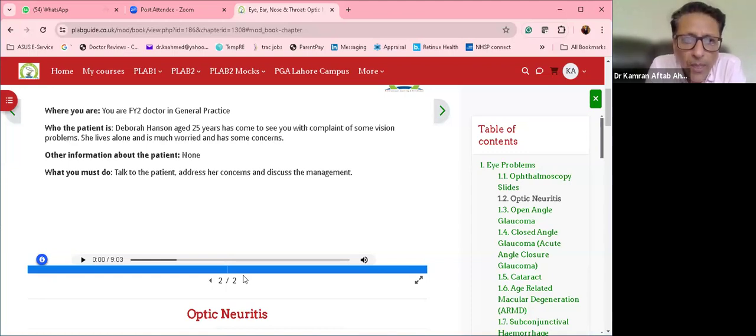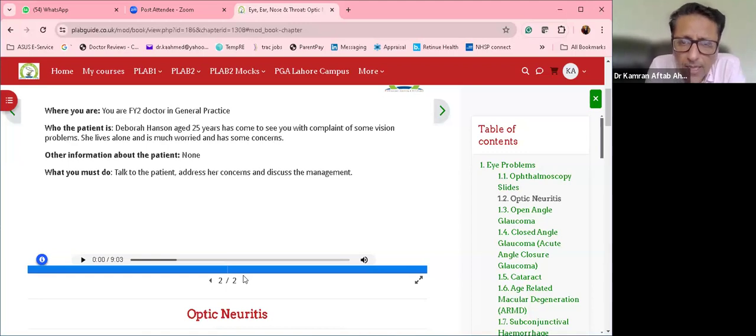So, what will happen with the patient in the eye clinic? The patient will be evaluated fully, and then the ophthalmologist may consider doing an MRI scan of the brain to check for any demyelination. Whether the patient will have treatment for optic neuritis, in most cases, no. We don't treat optic neuritis because it is a self-resolving condition, though it can take a few weeks or even a few months for the vision to return back to normal.